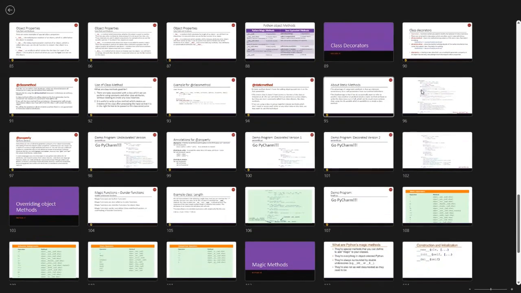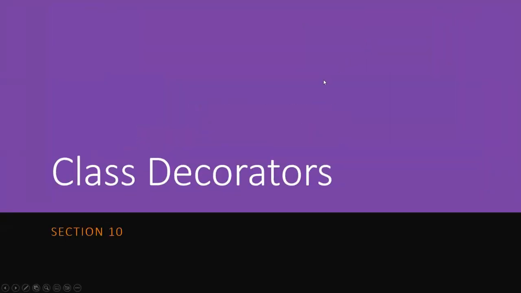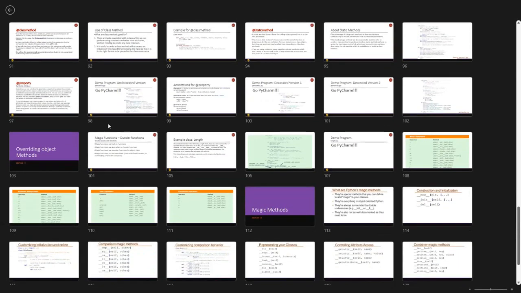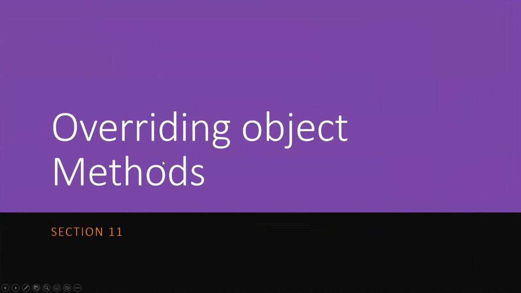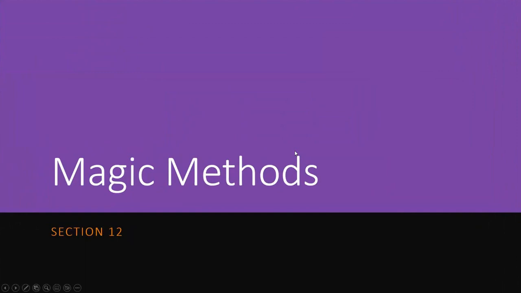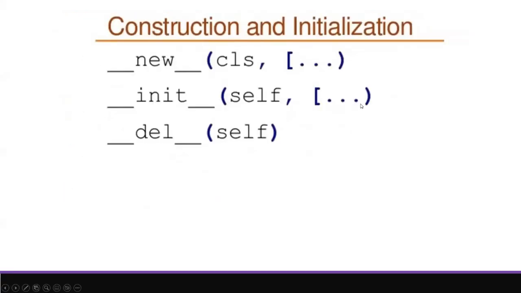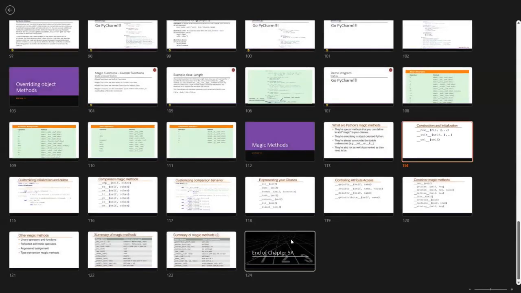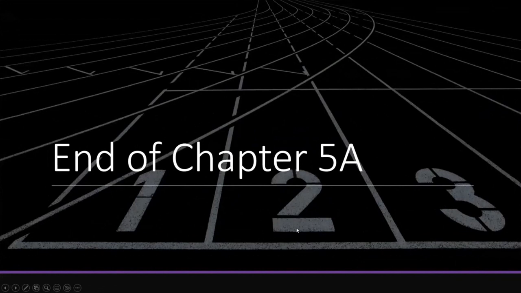If you want to study them, please look at the lecture videos that we pre-recorded in the instruction material section. Then there are class decorators, overriding object methods, and what magic methods are. Magic methods are also the private or built-in methods for a class. This is the construction of a class using Python.